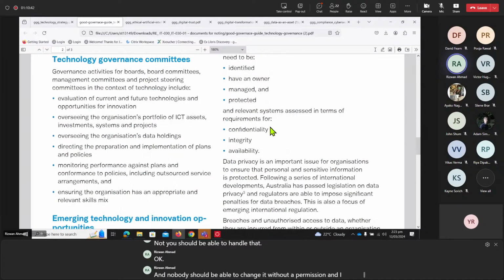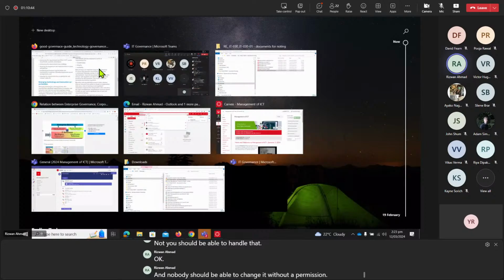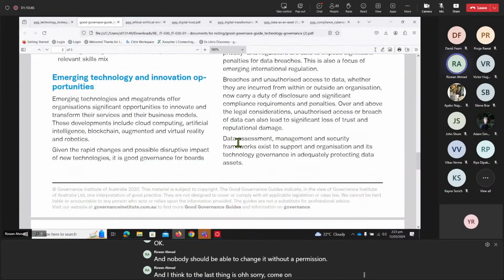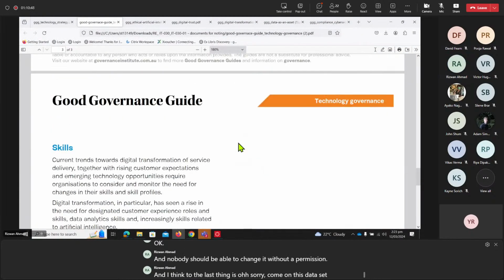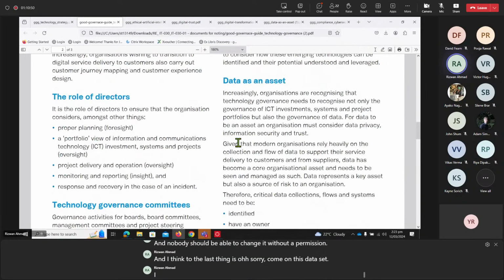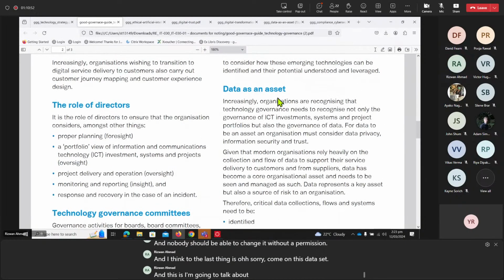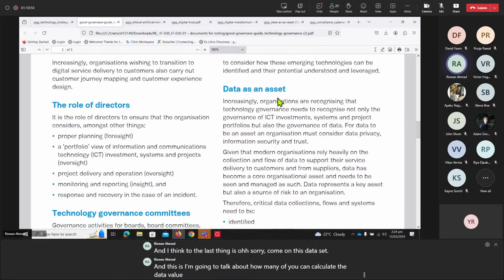And I think the last thing is data as an asset, and this is what I'm going to talk about. How many of you can calculate the data value of your information? Why is data important for organizations?